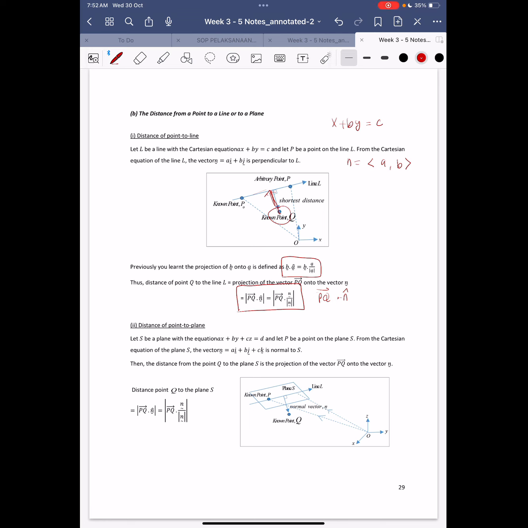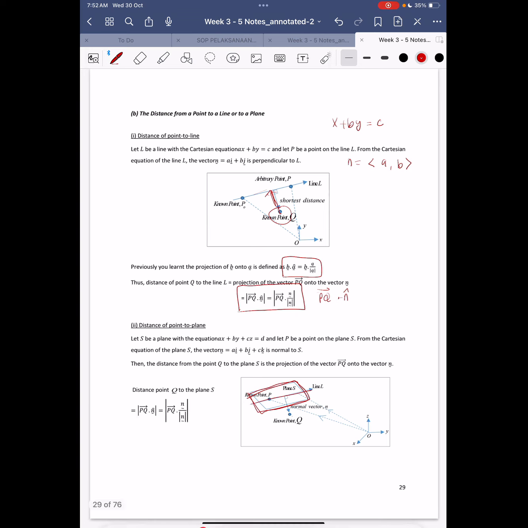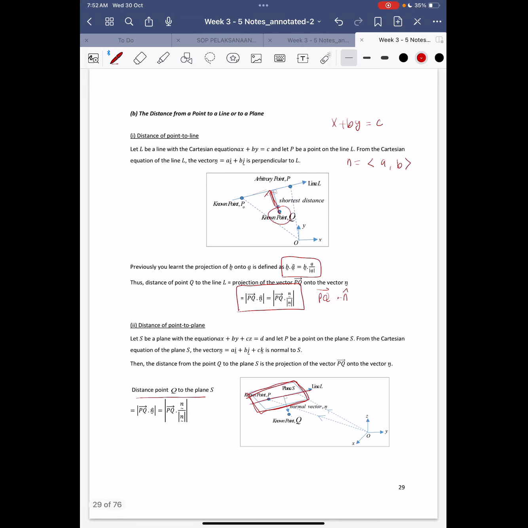Now, the difference is that we are not finding the distance between a point and a line. Now you're finding the distance to a plane. So now you project the vector PQ onto the plane S here. The vector PQ to the plane S is dotted with the normal vector here.